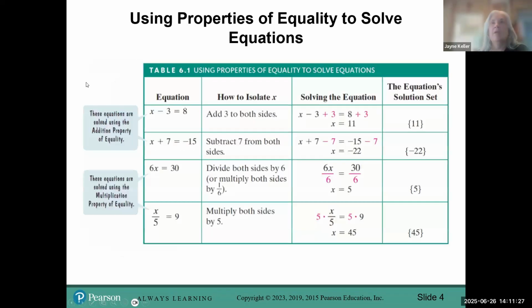Let's go back a page. We're going to use that addition property. So if I have numbers here and here and I only want X's over here, then I'm going to add 3 so that this moves. And we can do the same thing with X's. So if I had X's on both sides, I could subtract X from one or from both sides and get the X's to go to the other side.